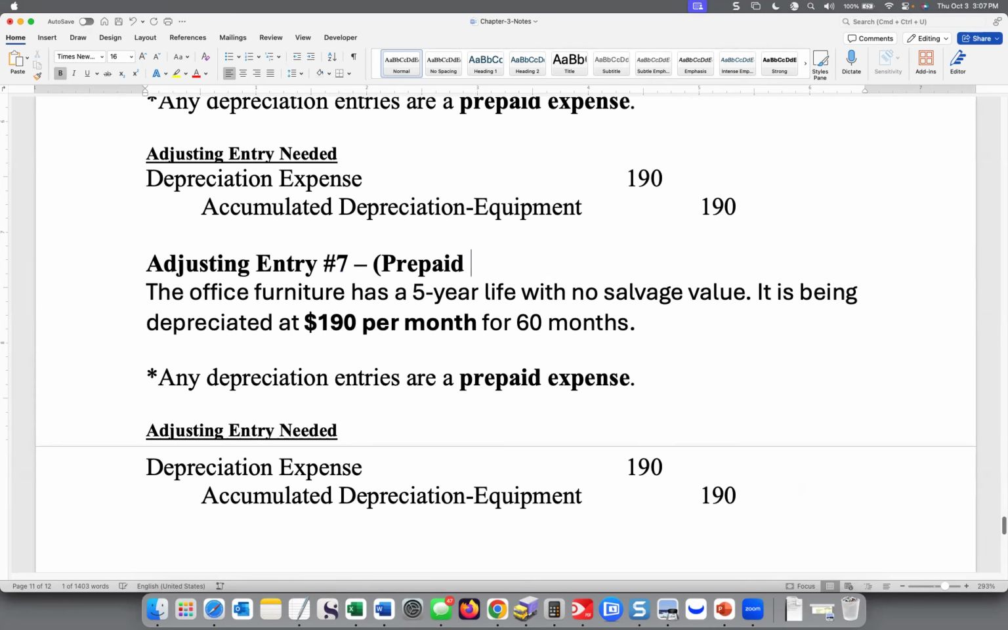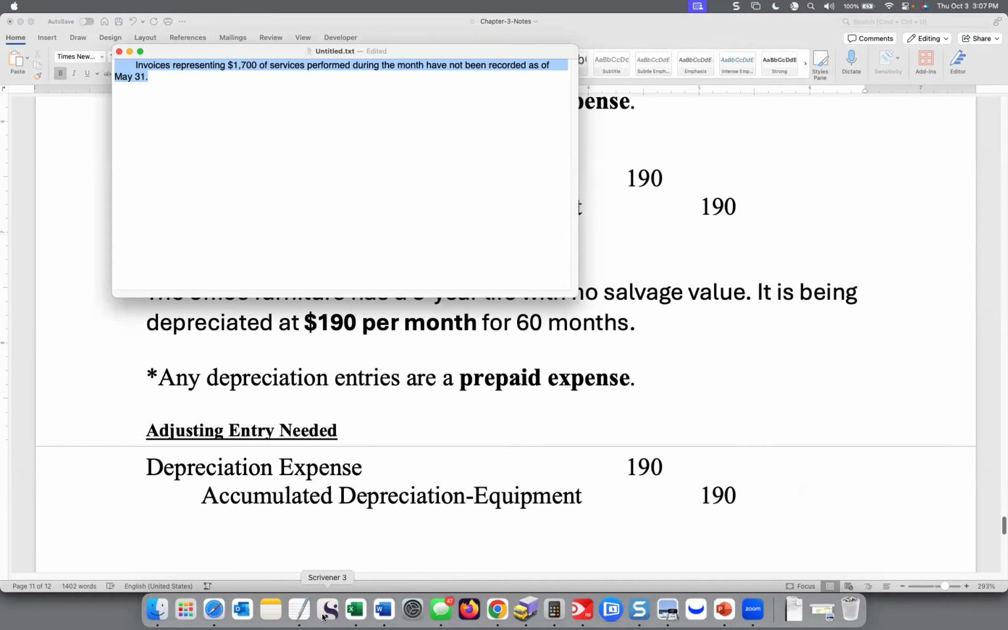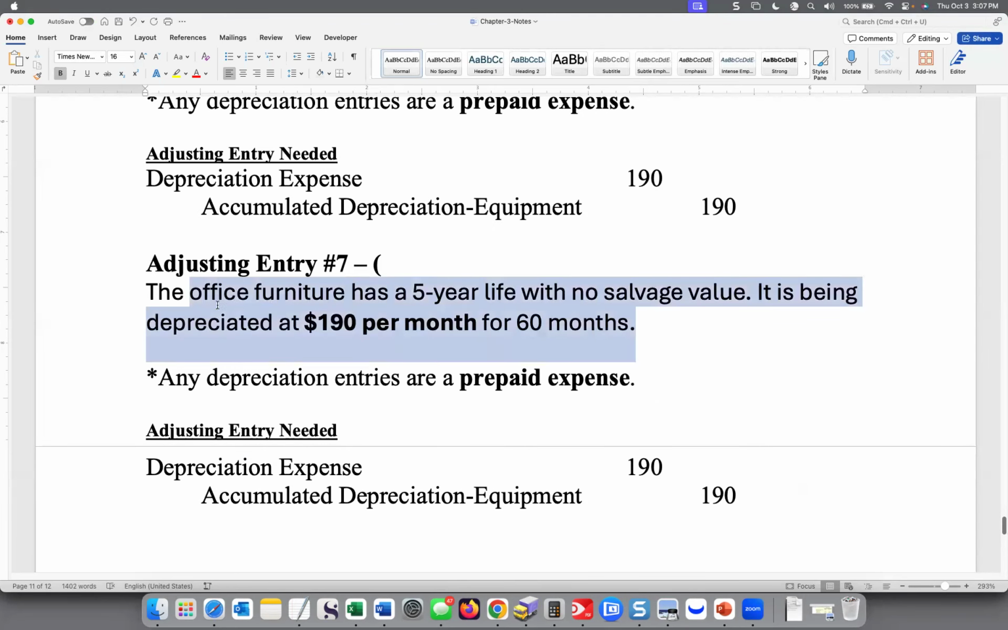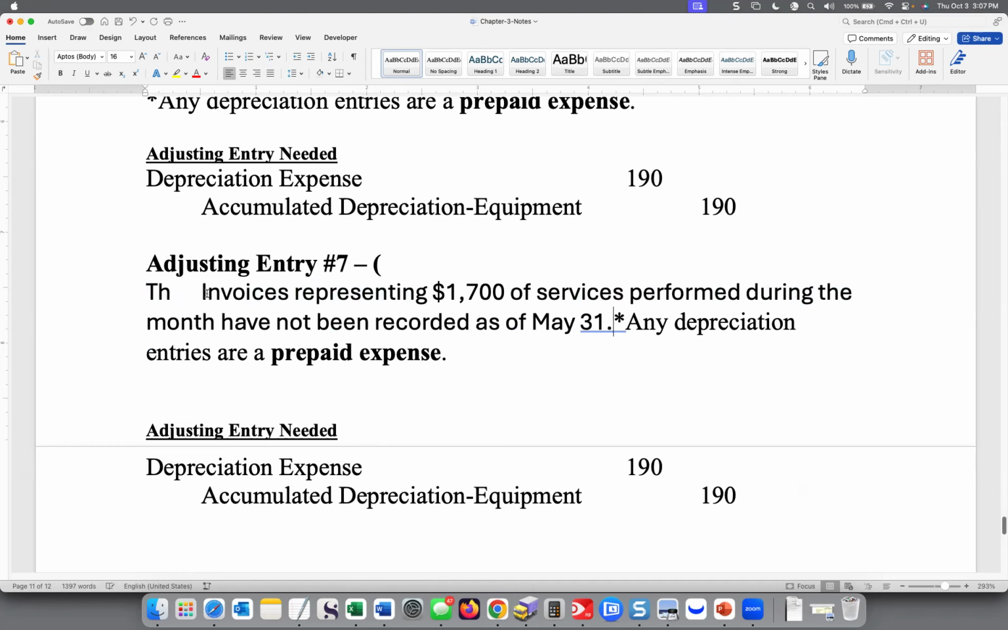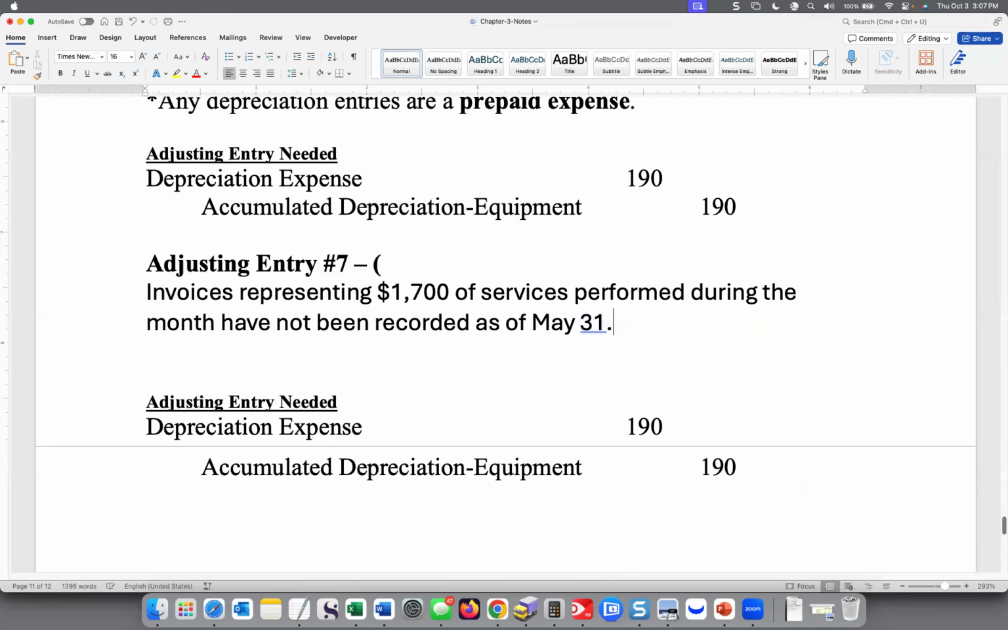And we'll get rid of all this because we're going to identify what we got. I'm going to go back in here and copy this, and I'm going to pull it in here. Here's our last adjusting entry. All right. And we don't need this.